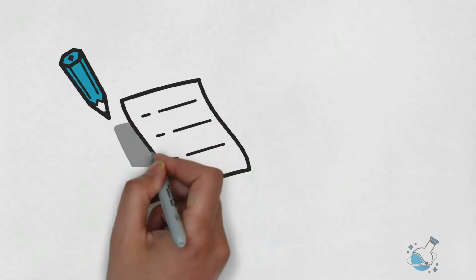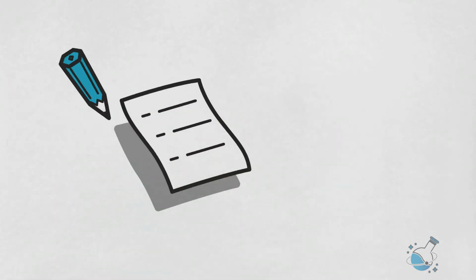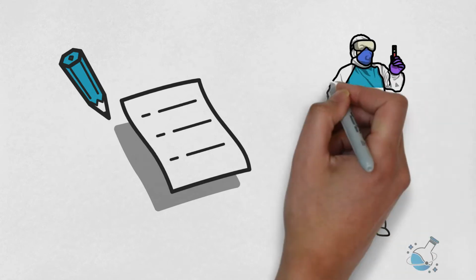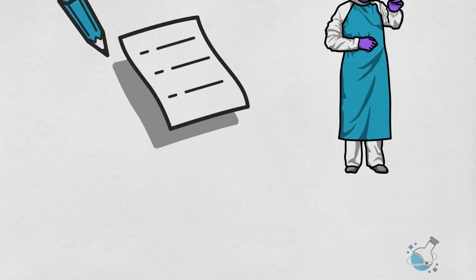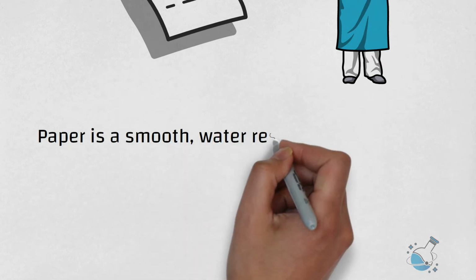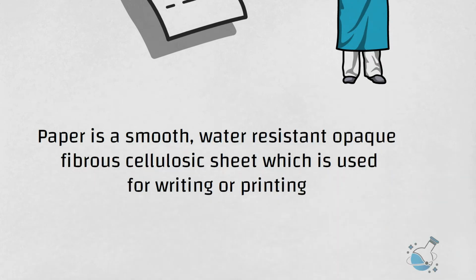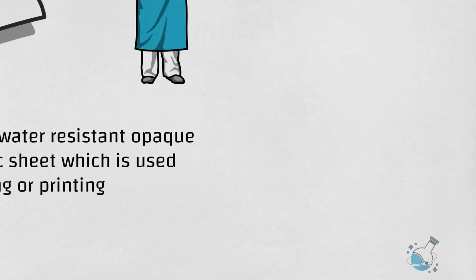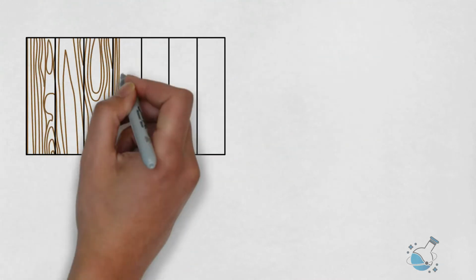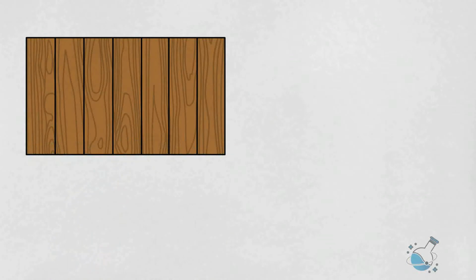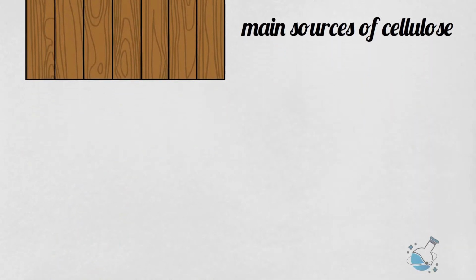Well, there is no need to define what paper is. However, it should not be less interesting to see what a chemist thinks paper is. So here is a formal definition. Paper is a smooth, water-resistant opaque fibrous cellulosic sheet that is used for writing or printing. The principal raw material of paper is wood and bamboo, which are in fact the main sources of cellulose.